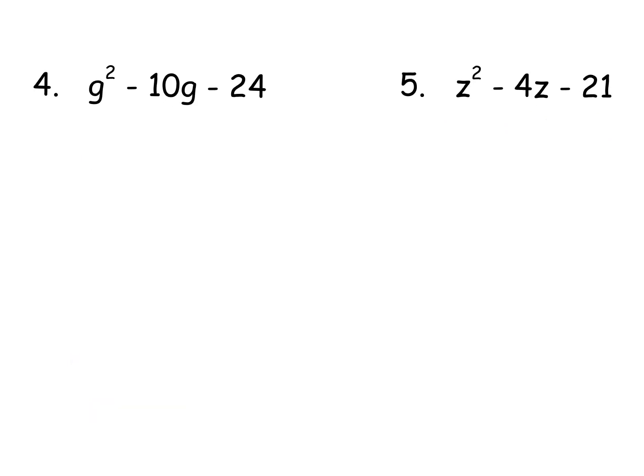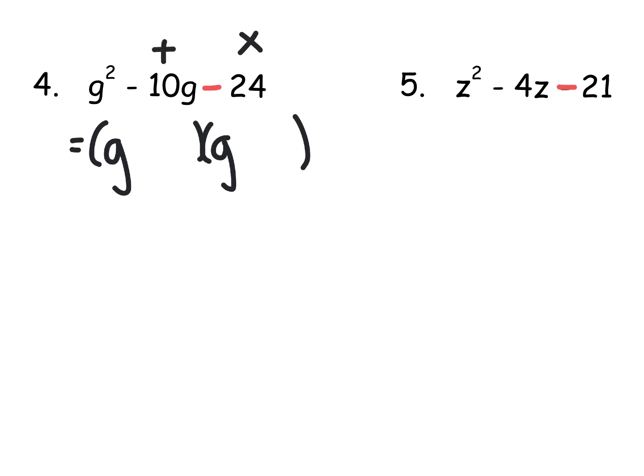And then we're going to look at these ones. So notice my signs now are both minuses at the end. So this bit here is a minus 24 and a minus 21. So open brackets, g and g to give you the g squared. We're looking for numbers that multiply to 24 and add to give minus 10.